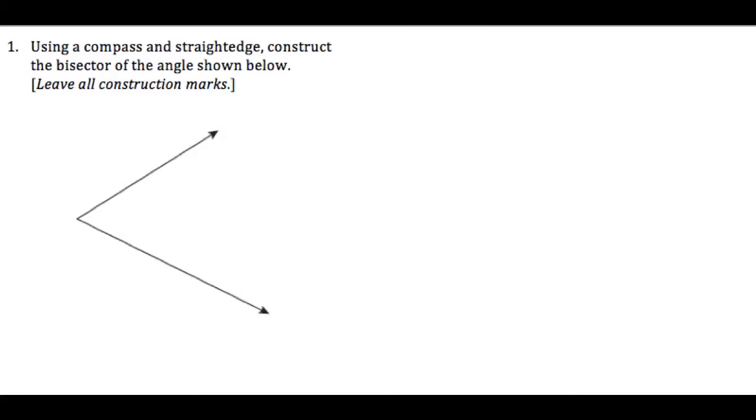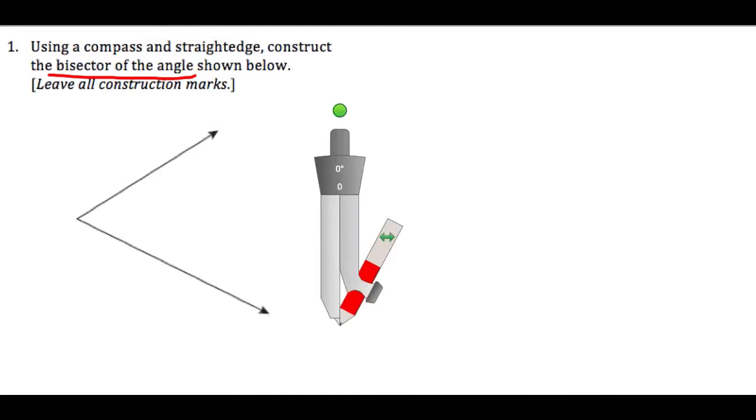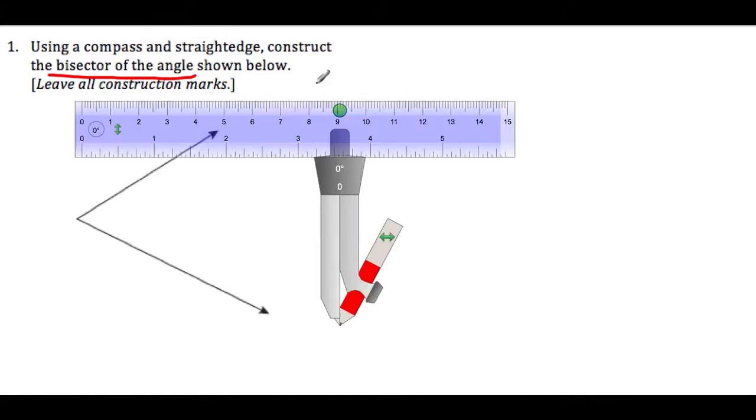Hello, so let us look at some practice questions for the upcoming exam. So first we have to construct a bisector of the angle. Now, that means we need to take out our compass and our ruler.